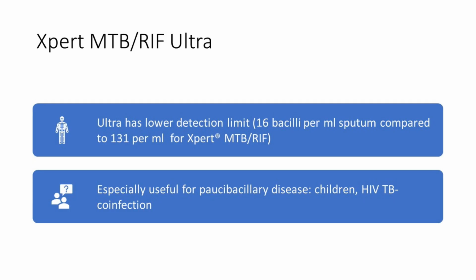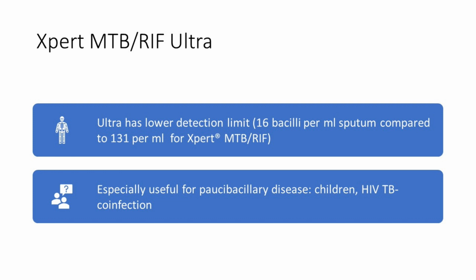The new update in Genexpert had a capacity of detecting 131 bacilli per ml of sputum. So it would not detect if the bacterial load was less than 131, and then the test would come negative. Now you have new cartridges that are available, known as Genexpert Ultra, which can detect 16 bacilli. So it can even detect lower bacillary load, and it's very good for diagnosing paucibacillary disease. Genexpert Ultra is now available in the country. We have been using it in our hospital.